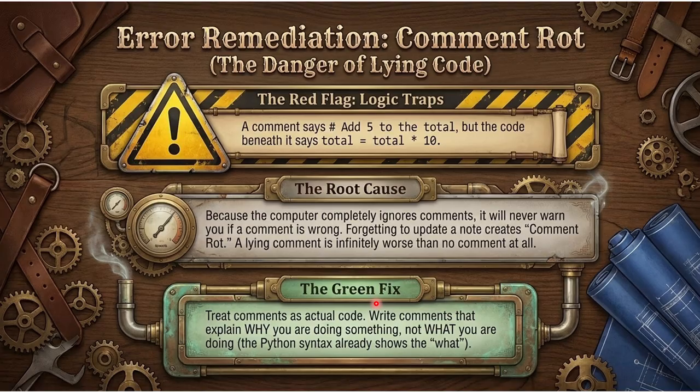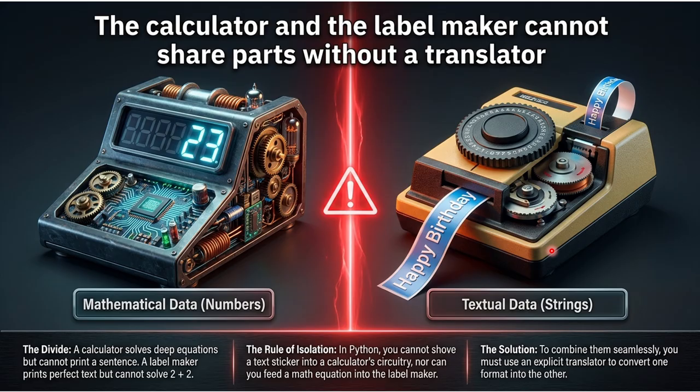So you need to make sure that whenever you change your code, your comment should align with that code. And write comments that explain why you are doing something, not what you are doing. The Python syntax already shows the what. So the comment should focus on the why of that logic instead of the what, because you have already written code for the what. You just write the comment which explains the why behind that logic. So now let's move on to the next slide.